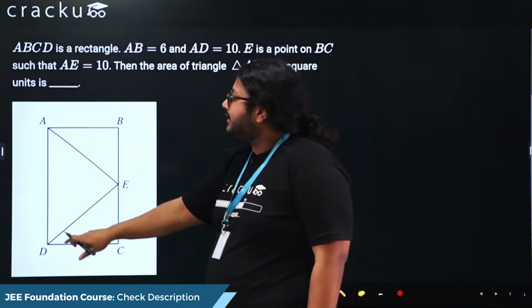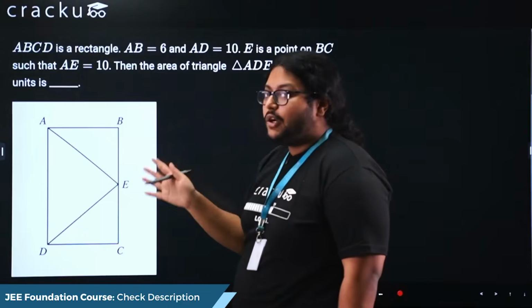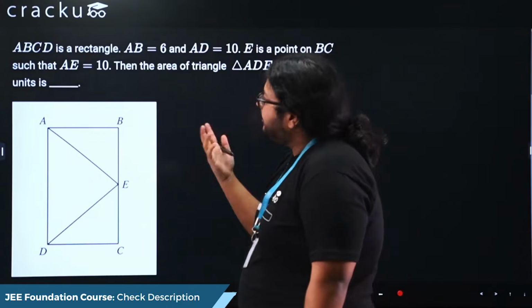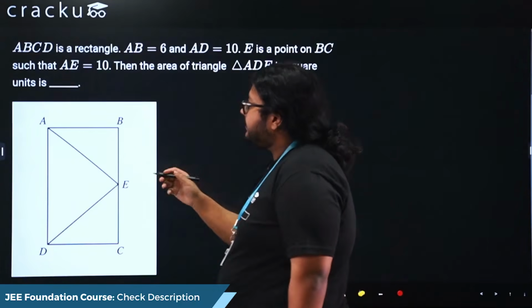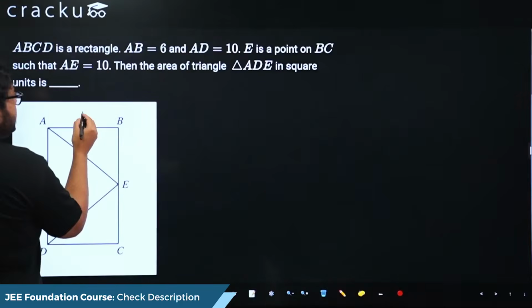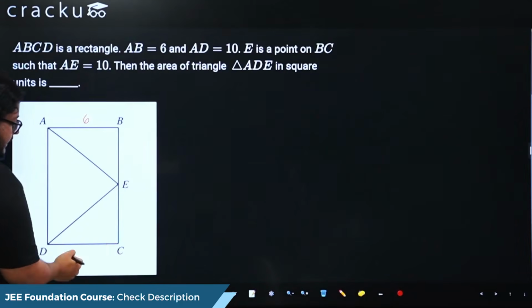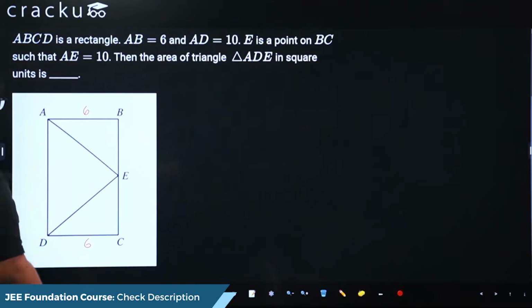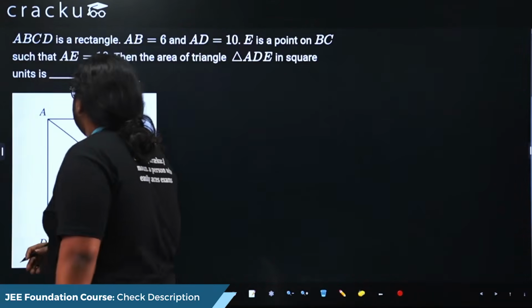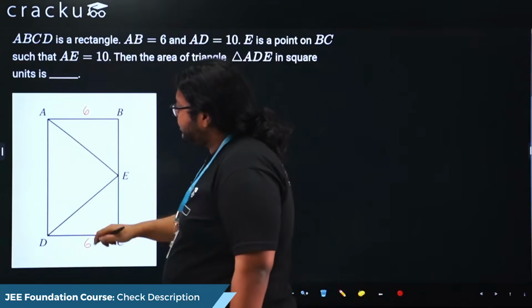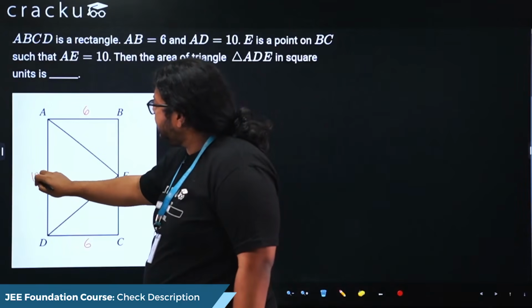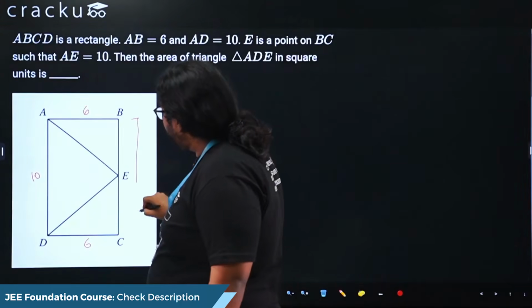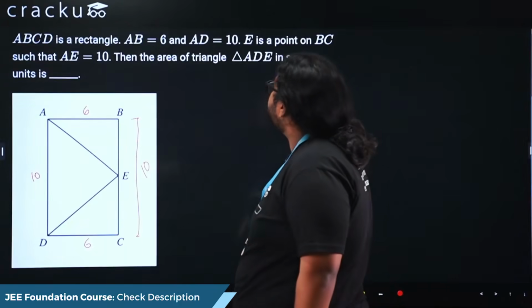This one is a rectangle. So all the angles are 90 degrees, opposite sides are equal and parallel. AB is 6. If AB is 6, that means DC is also 6, because in a rectangle the opposite sides are equal and parallel. AD is 10. So if this is 10, that means this whole thing is also 10.